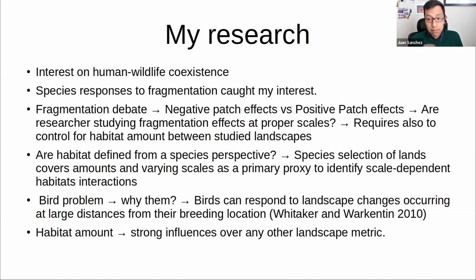So I will talk a little bit about my research, and I will show you this as an example of how we can assess the scale and try to identify what is the better scale of effect for different ecological processes. So in my research, I was interested in human-wildlife coexistence.